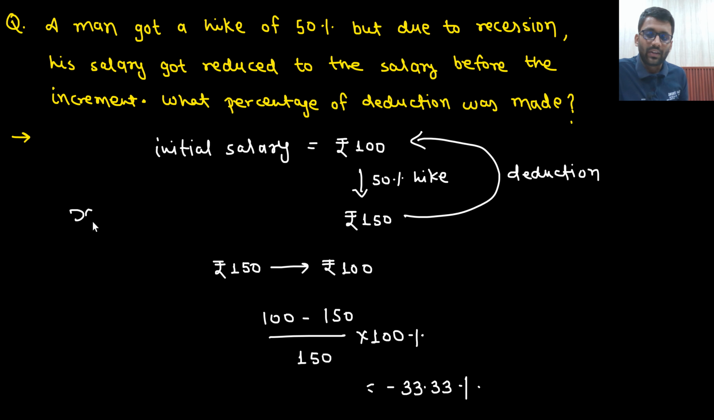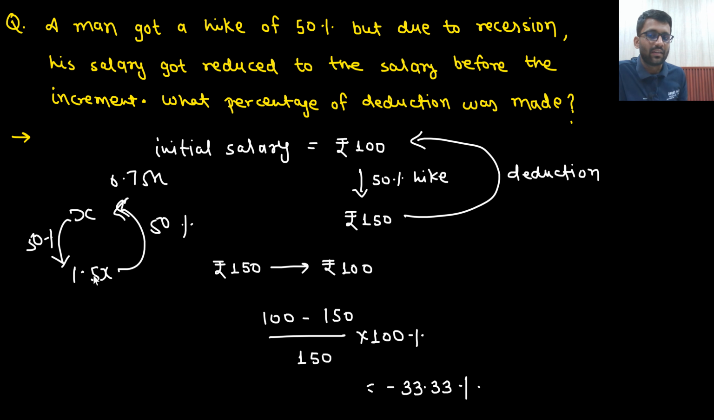There was some quantity which was increased, then it is decreased. It was increased by 50%, that means 1.5x. Then it is decreased from 1.5x. That means you cannot say that it was increased by 50%, so it should be decreased by 50%. If it is decreased by 50%, then you will get 0.75x here, because the 50% of 1.5 is 0.75.